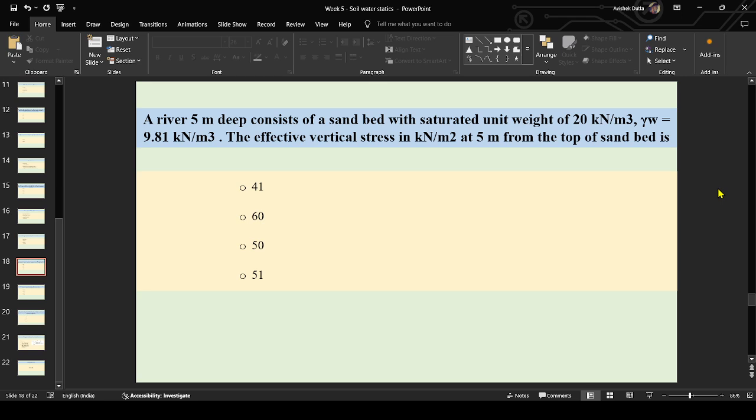I repeat the question. A river 5 meter deep consists of a sand bed with saturated unit weight of 20 kilonewton per meter cube. Here gamma W is 9.81 kilonewton per meter cube. The effective vertical stress in kilonewton per meter square at 5 meter from the top of sand bed is 41, 60, 50 or 51, all in kilonewton per meter square. If you get the answer in a decimal, you can just round it off to the nearest whole number.